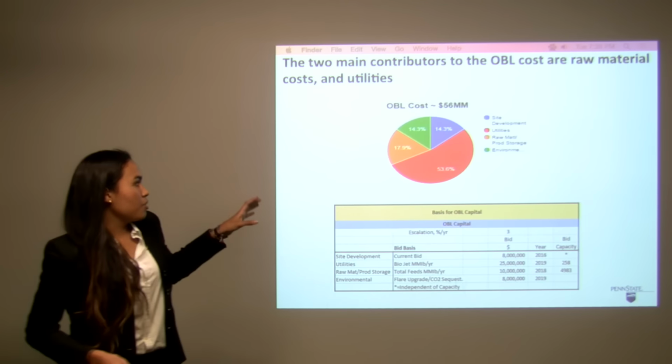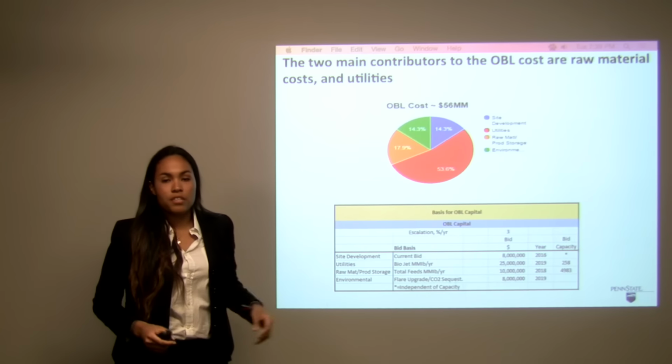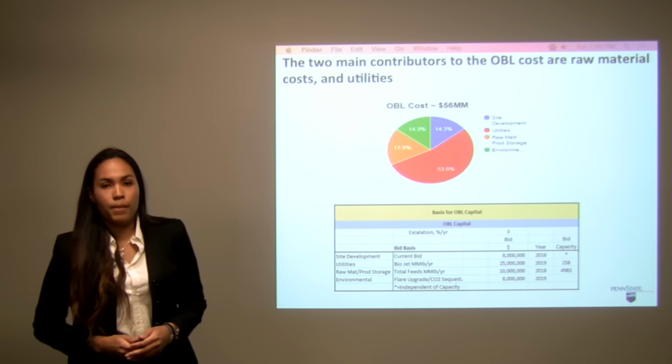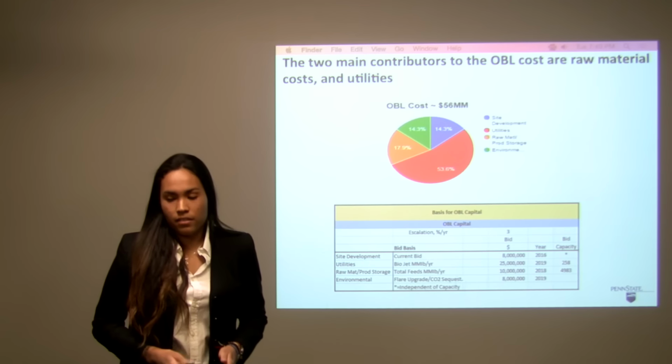The main contributor for the OBL is the utility cost. Next to the raw materials, and then the site development and the environmental factors are hand in hand. Zach will now discuss our base case.